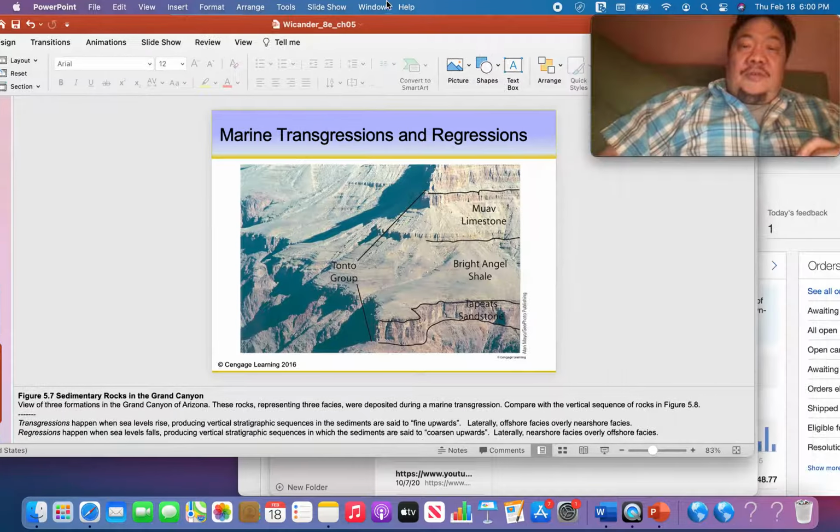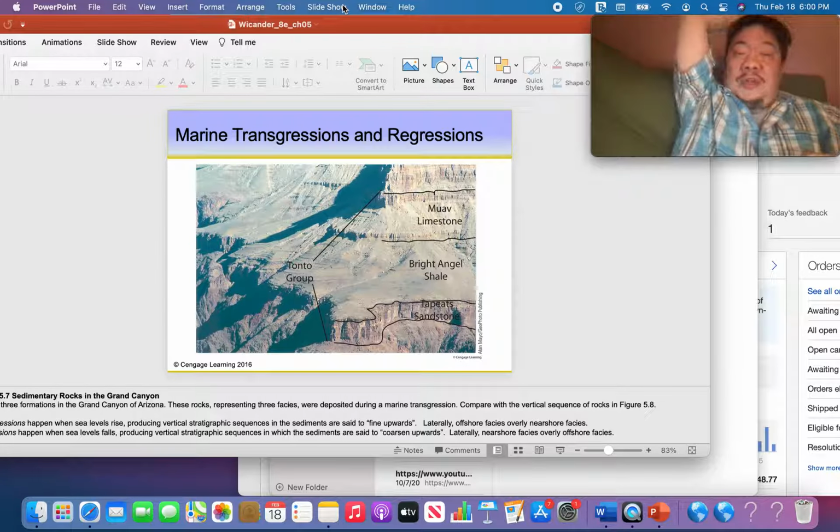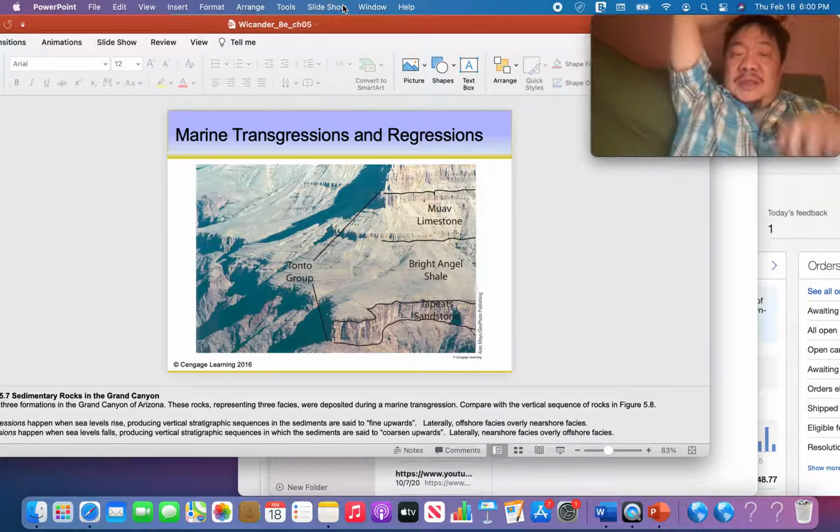Okay, this is a short film, and I'm going to make another one soon, but we need to know what these two words mean, transgressions and regressions. Singular for that is a transgression and a regression. The plural is transgressions and regressions. Transgression means that sea level rose and covered the land.